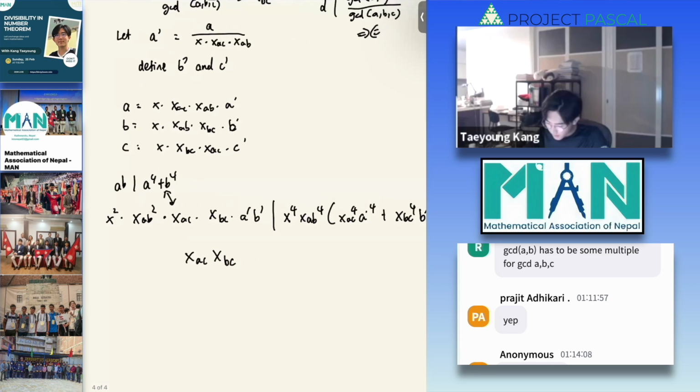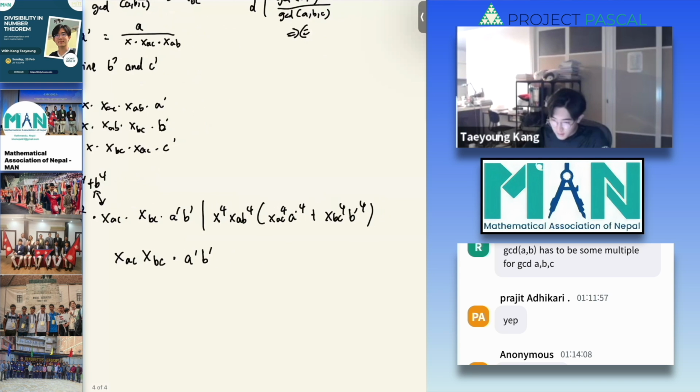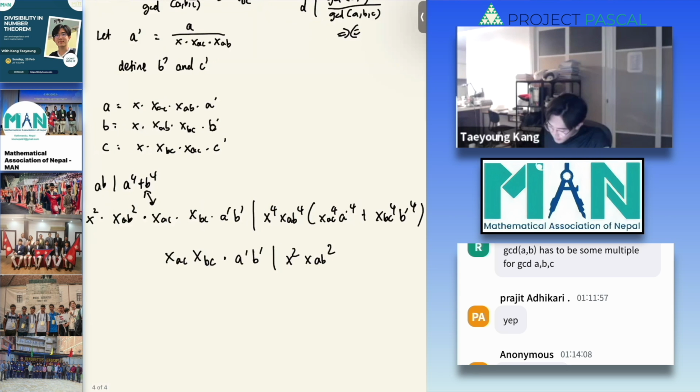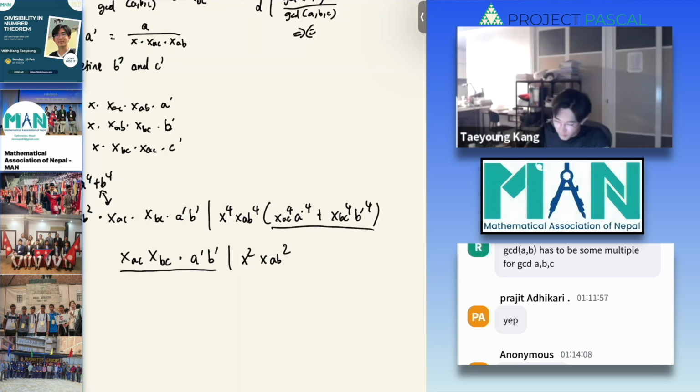x_BC times A' B' divides x squared x_AB to the power of 4, A to the power of 2. And this is because x_AC, x_BC cannot divide this.